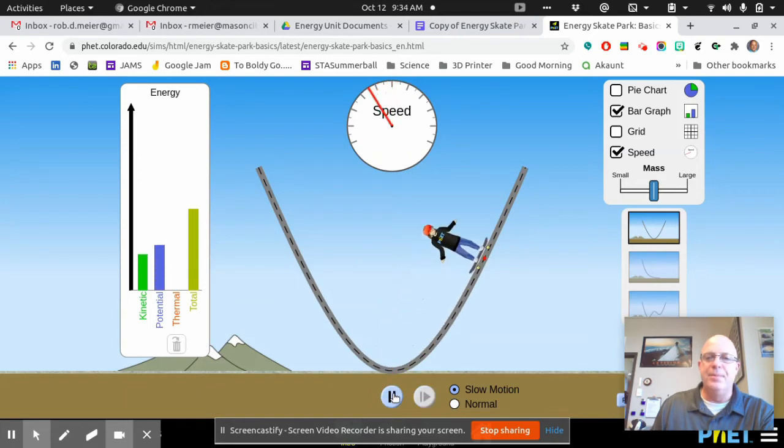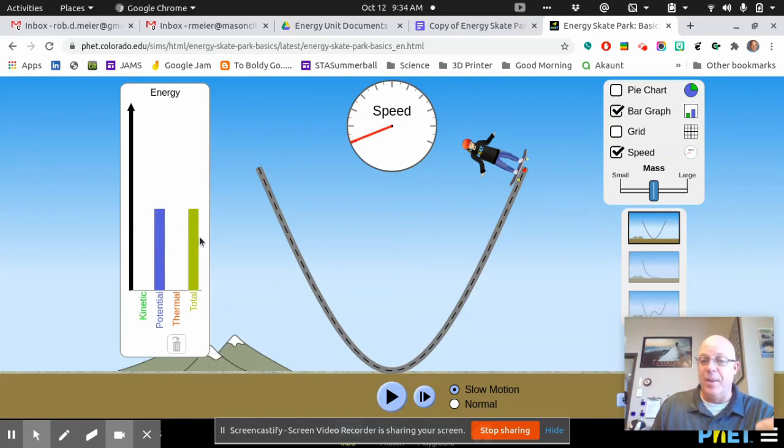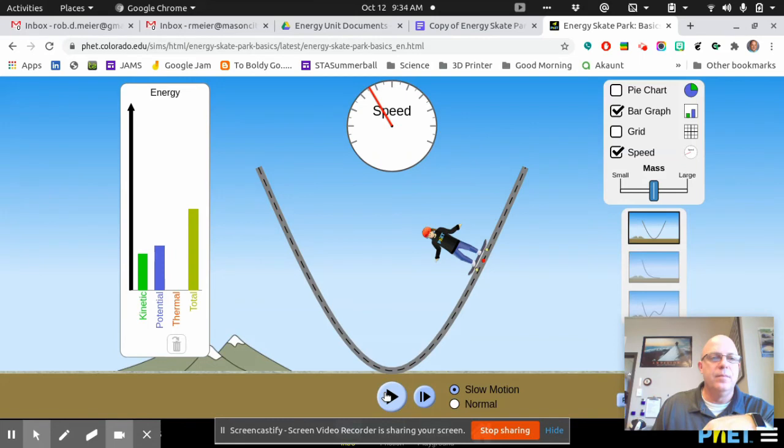But when I get to the top, notice 100% potential, 100% total. Remember, total never changes. But what about halfway down? Notice at the halfway mark, it's almost 50-50, but look at the total. Again, the total never changes.